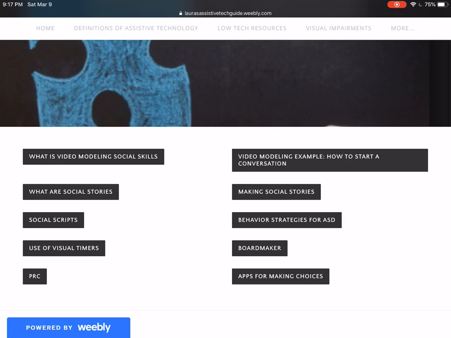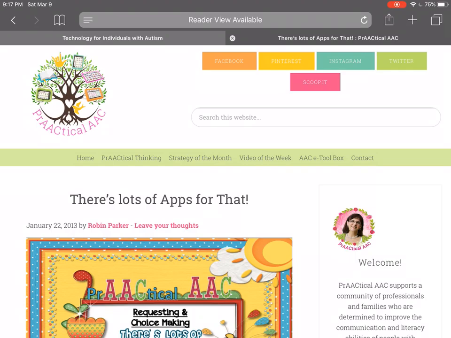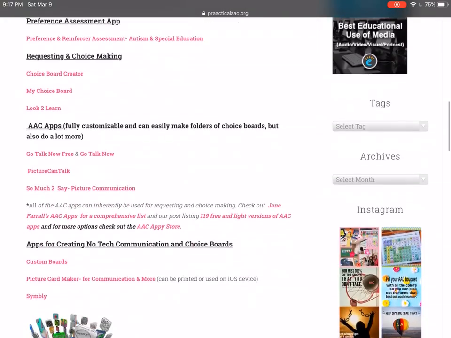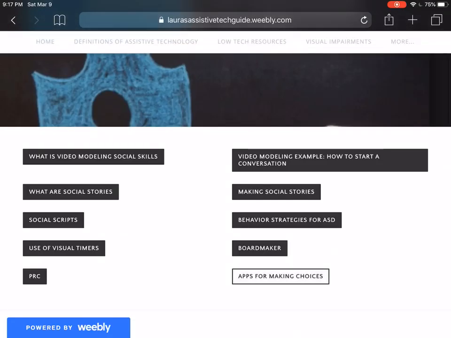I put PRC on there because I feel like they have a lot of good information through their website, and a lot of times they offer some classes. And then this one was a whole bunch of apps from Practical AAC of different apps to be using with an individual with autism.